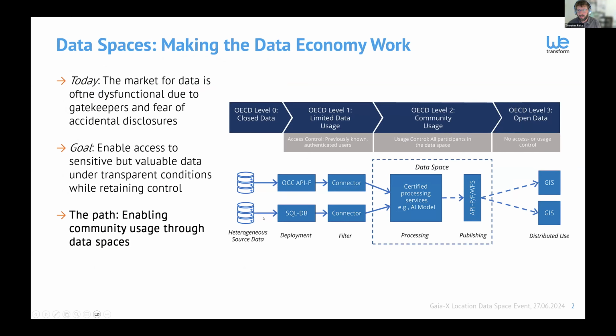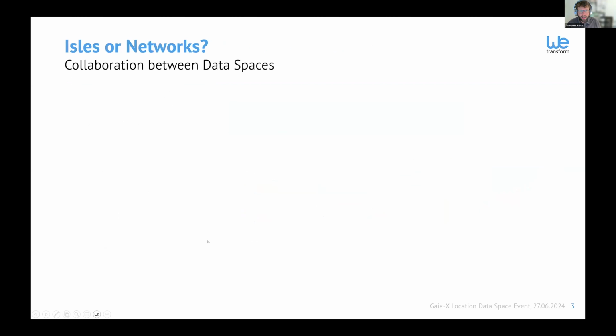Of course, there's also always the critical perspective on making sure that especially sensitive data isn't abused, that there are no accidental releases, etc. So making sure that all of that works and at the same time we can make this data economy work, that's why we are fully committed to the idea of applying data spaces.